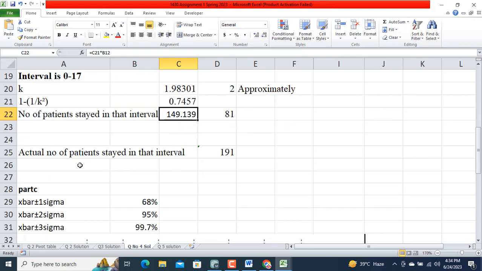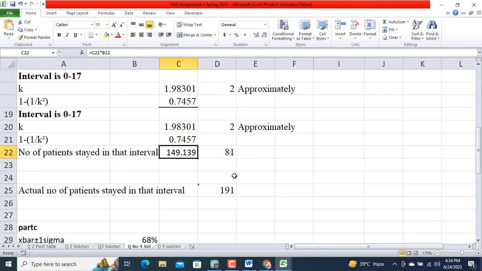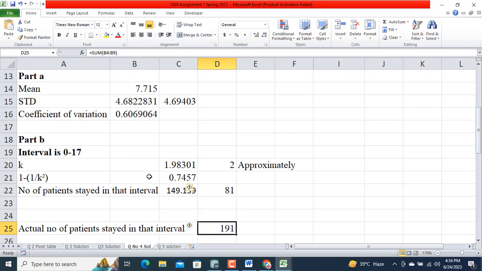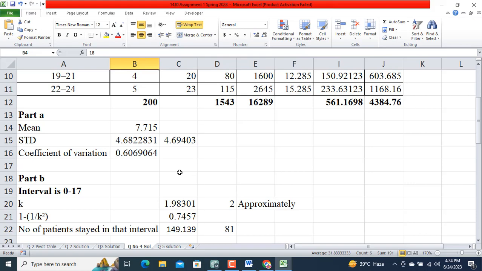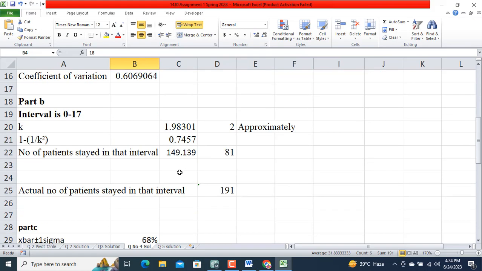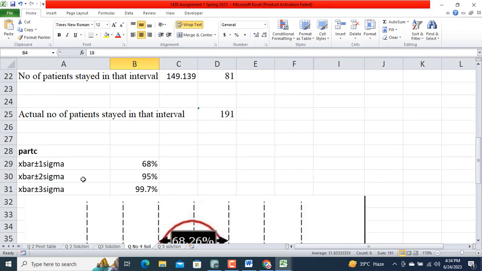Now let's find the actual number of patients who stayed in that interval, which is equal to 191. How will I get this one? Come to the table. I am going to add the number of patients who stayed up to the 16 to 18 class. So look at this, 191 patients actually stayed, but as per our computation the number of patients who stayed in the hospital is 150. So let's move to part C.